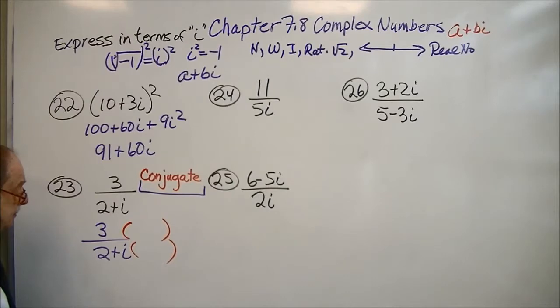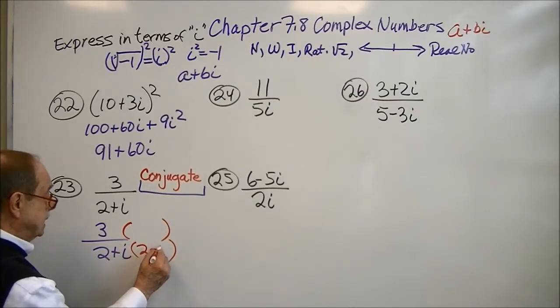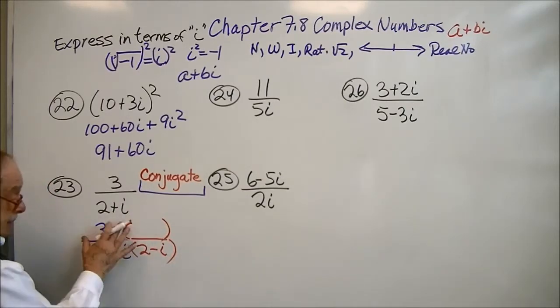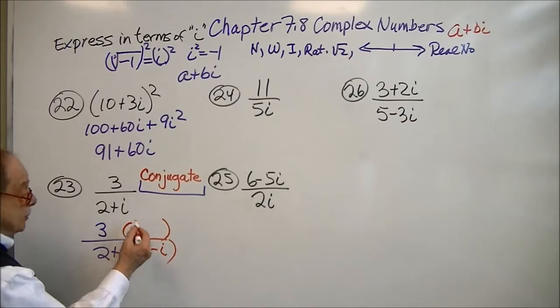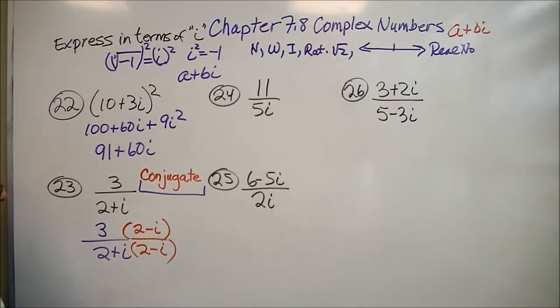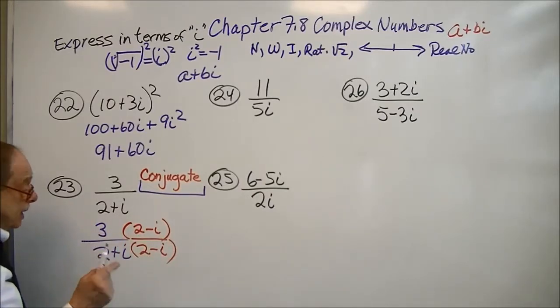Your teacher may have said that it's the same terms, but the opposite sign. So it'll be 2 minus i. And to keep it equivalent, we have to multiply the numerator by 2 minus i. Remember, 2 minus i over 2 minus i is 1, and we're allowed to multiply anything by 1.